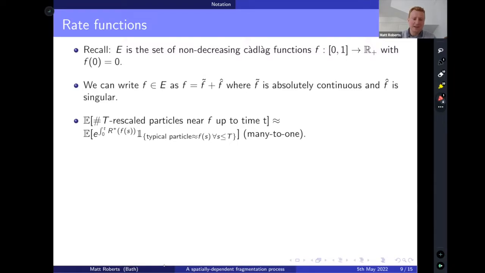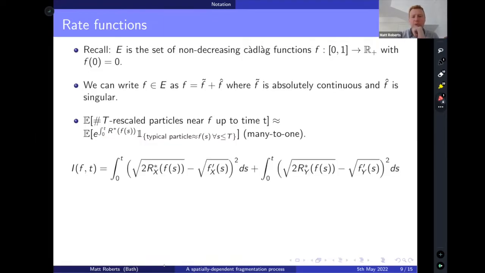which basically says that the expected number of t-rescaled particles that stay near f up to time little t should look like, well, if you fiddle about to rescale everything, it should look like e to the integral of the branching. So this is the sort of reward you get from branching. And then you've got the cost of a typical particle having to follow near f. We want to figure out the cost of a typical particle following near f. It's a little bit complicated, but this is the formula that you get. I'll try and explain where this comes from.